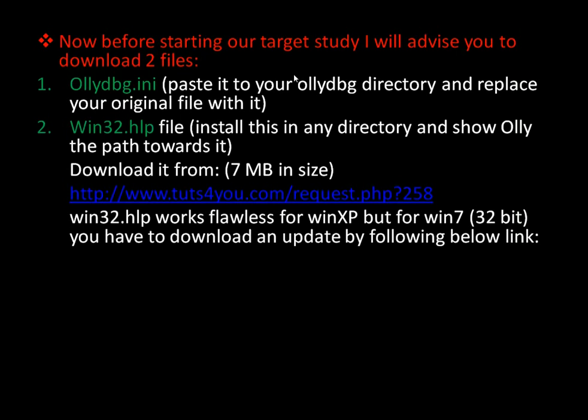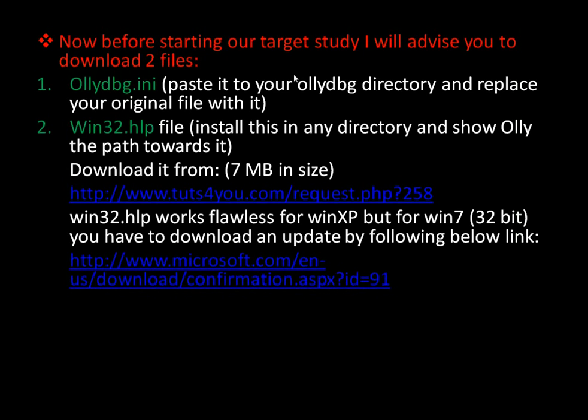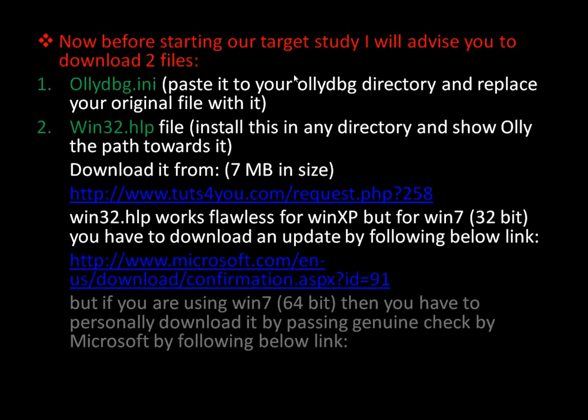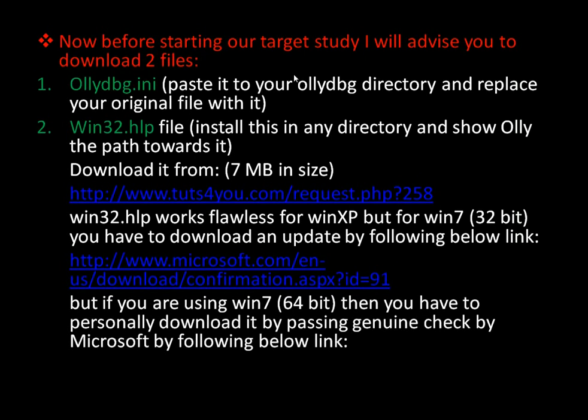Win32 help works flawlessly for Windows XP, but for Windows 7, whether it's 32-bit or 64-bit, you have to download an update. For 32-bit, the link is given below. It's the direct link. And for 64-bit, you have to download it personally by passing the genuine check by Microsoft, following the link below. That is support.microsoft.com KB917607.